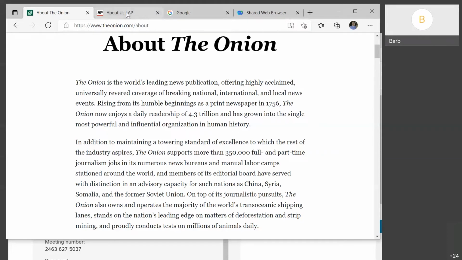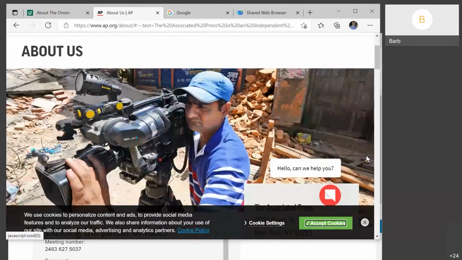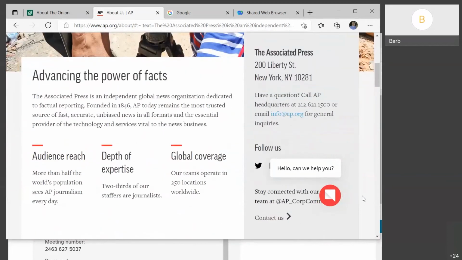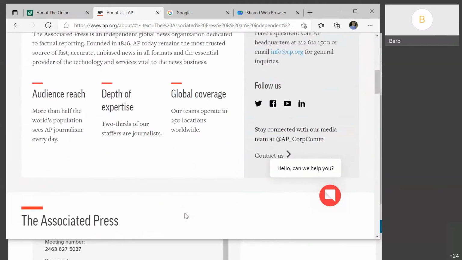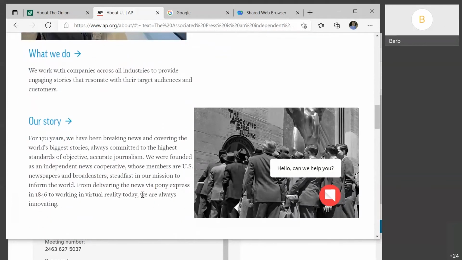If instead we go look at the About page of the Associated Press, which is an international press organization, their About Us page wants to give us cookies. It has a lot of information about them. It talks about the audience. It talks about who their staff is. Where is their coverage coming from? What we do, our story. So if you really wanted to know as much as there was to know about this news source, you'd have to click through to these links.